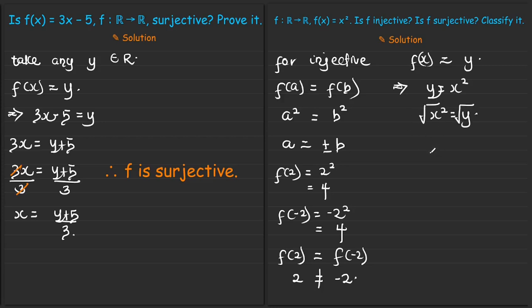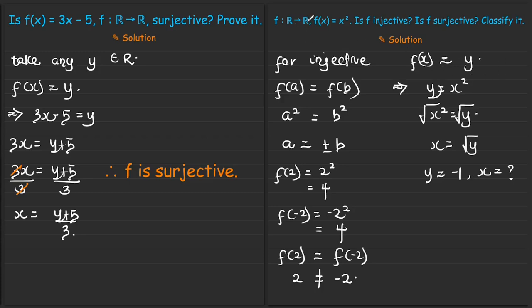Finding the square root, we have x being equal to the square root of y. Now, is there any element of y that makes this undefined? Yes, there is. If you take y to be a negative number, let's say just negative 1, x ceases to exist. So among the real numbers we are talking about, y cannot be negative.